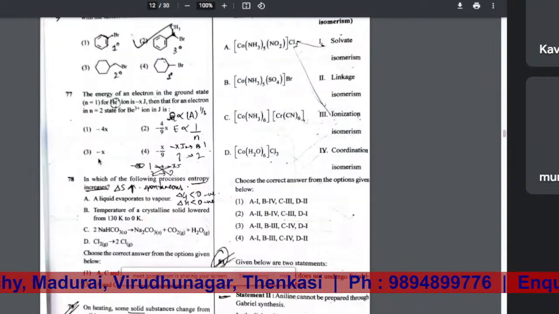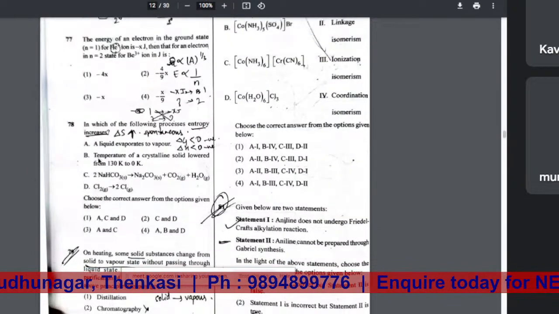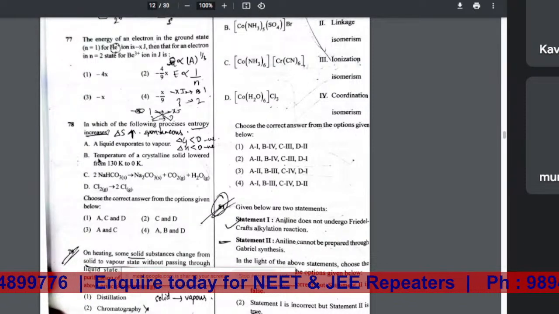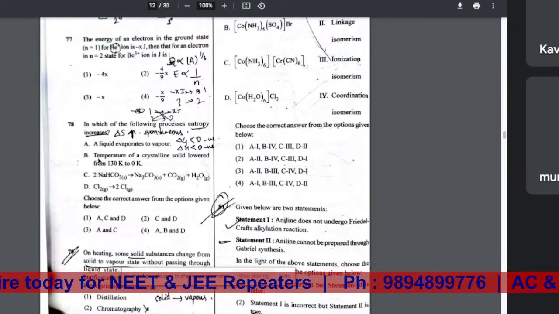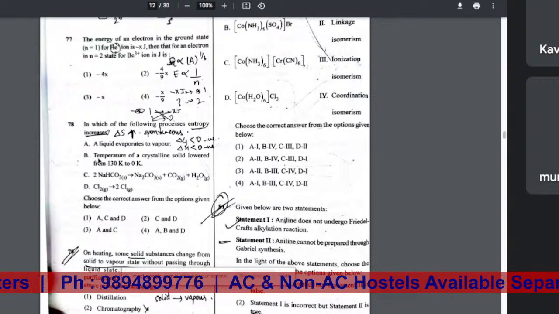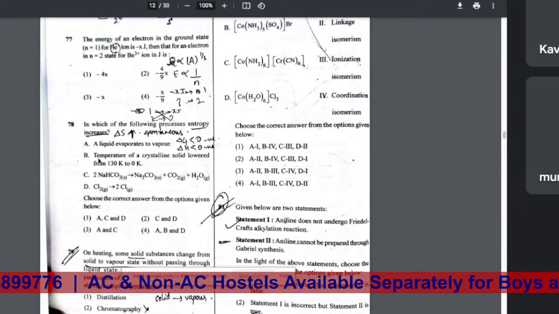Okay. Now question number 78. In which of the following processes does entropy increase? If we check a spontaneous process, entropy always increases. Okay. A liquid evaporates to vapor. This is a spontaneous process here. Liquid is getting converted to vapor, randomness increases, entropy will increase.